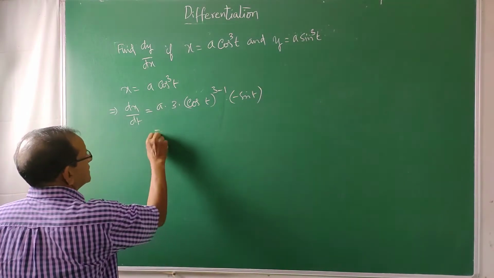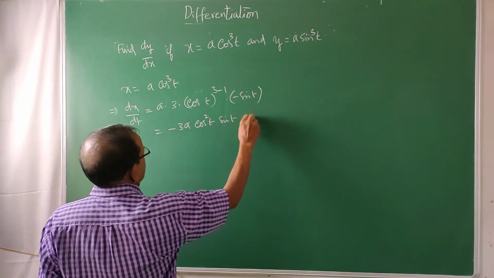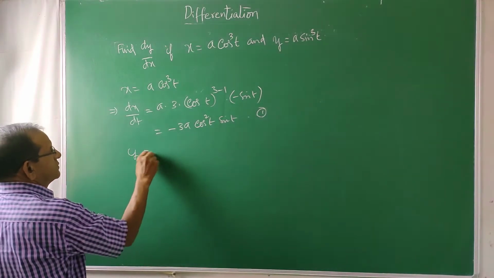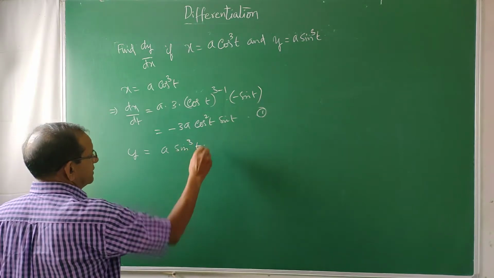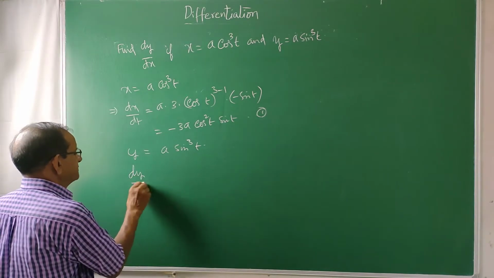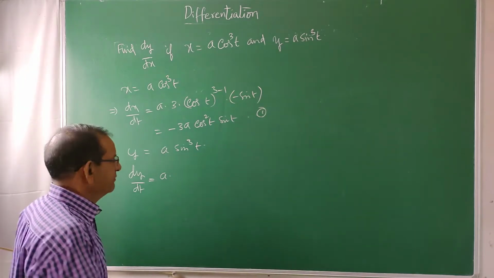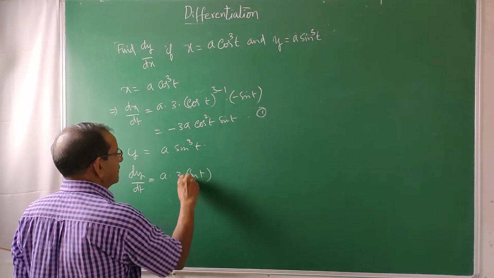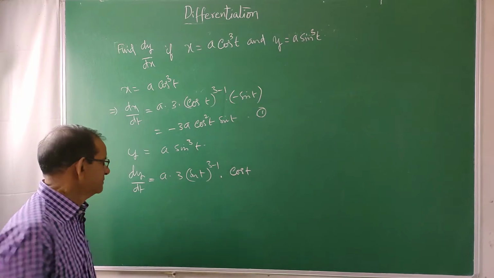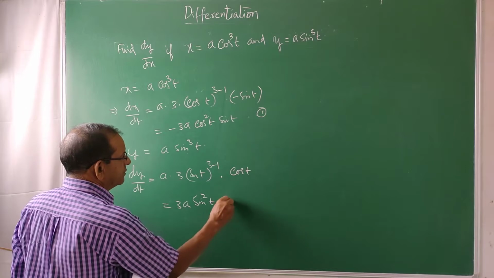So this is minus 3a cos square t into sin t. Take this as 1. Now you take y. y is equal to a sin cube t. So differentiate this also with respect to t, that is dy by dt. a into, first with respect to power, 3 into sin t whole power 3 minus 1 into derivative of sin t, that is cos t. So this is 3a into sin square t into cos t.